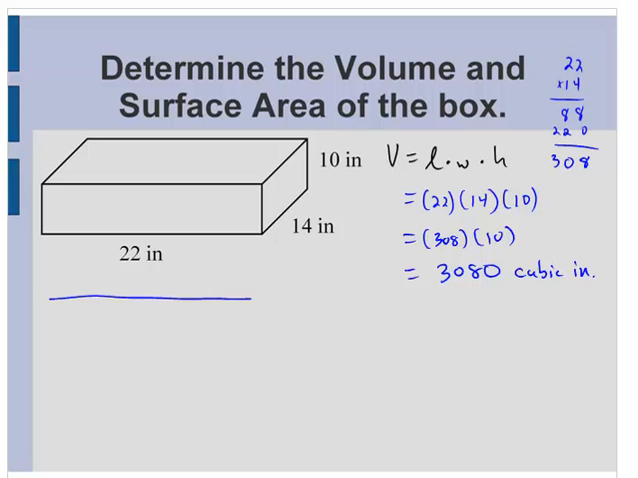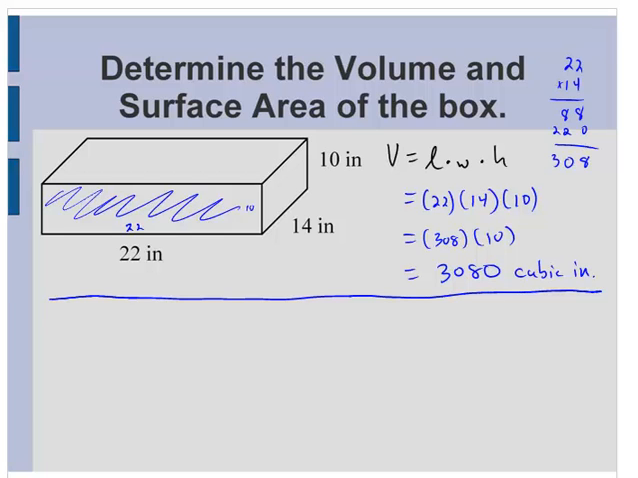Now the surface area. Basically what we would do for surface area is we would take the area of each side. There are 6 sides to this box, and there are 2 of each. Each opposite face has the same dimensions. So for example, we have this face right here, which is 22 by 10. And there's another one just like it on the opposite side. And then we have this one, which is 14 by 10, and another one like it on the opposite side.